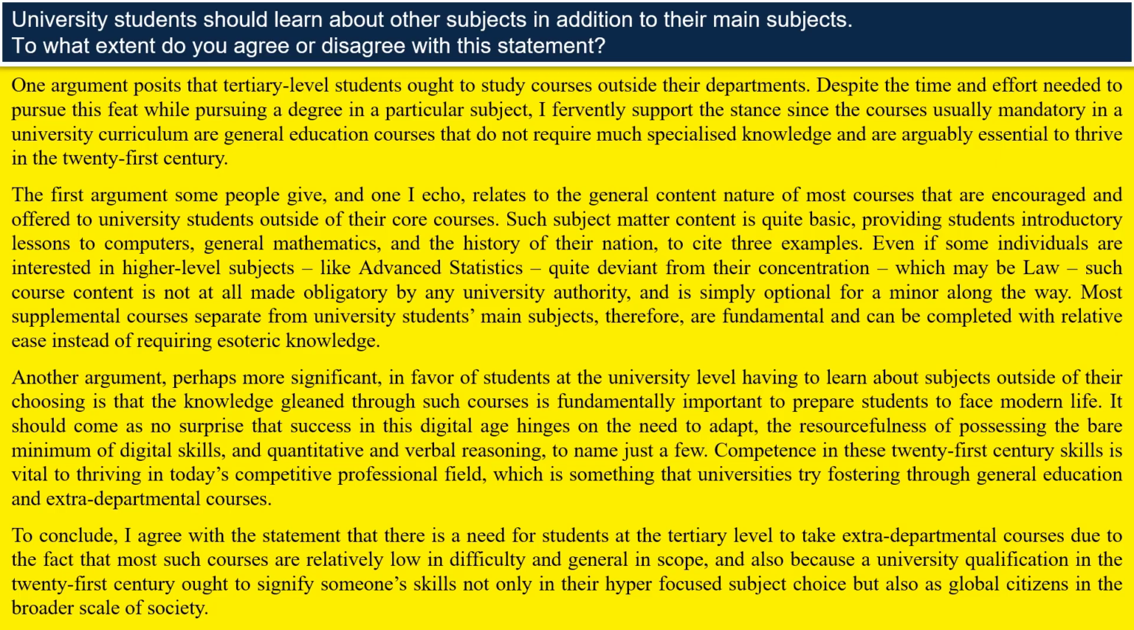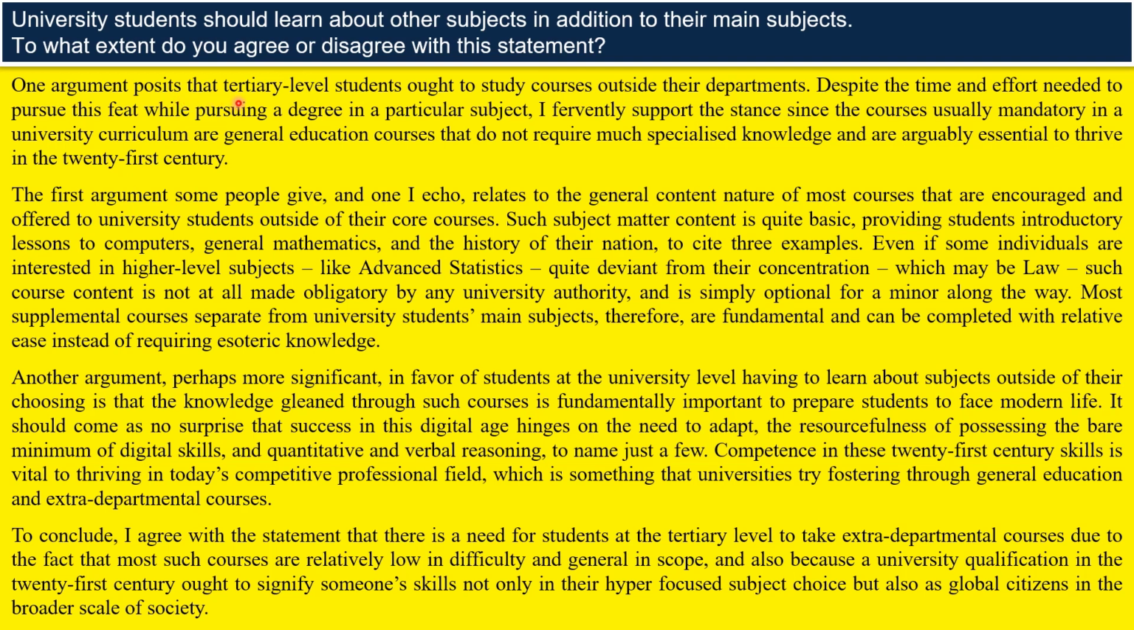So this is an IELTS Writing Task 2 sample that I wrote from scratch. University students should learn about other subjects in addition to their main subjects. To what extent do you agree or disagree with this statement? So this is essentially another opinion essay.